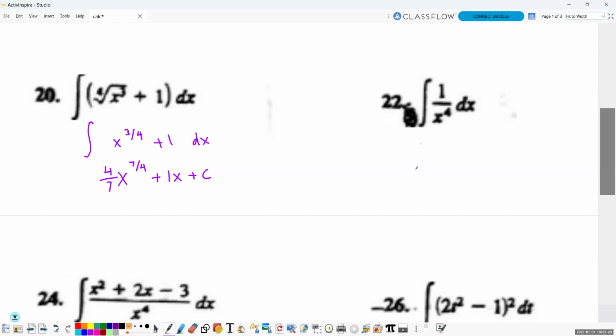Same thing for 22. I'm going to rewrite that as the integral of x to the -4 dx. I'm going to add a power, so -4 plus 1 is -3. I'm going to divide by the new power. That hurts my eyes. I'm going to make it -1/3.